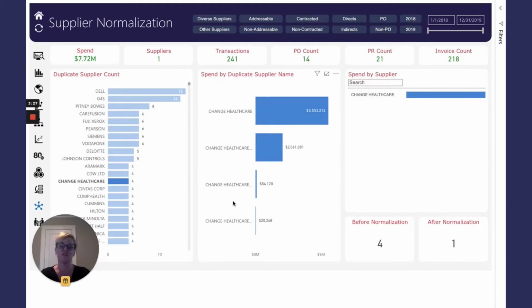Supplier normalization is so important when cleansing your data, and this is something that Simfoni can help you with when you're working with your data information.